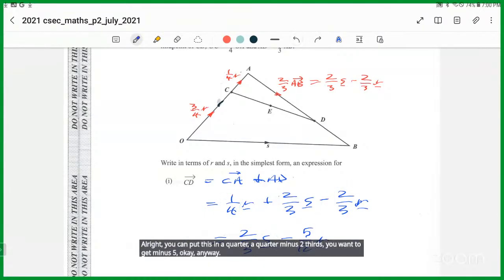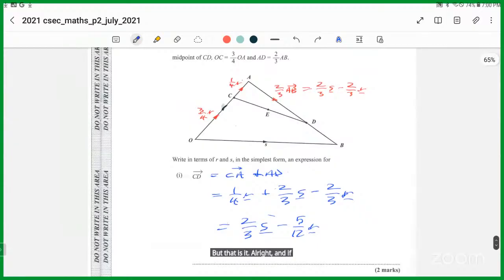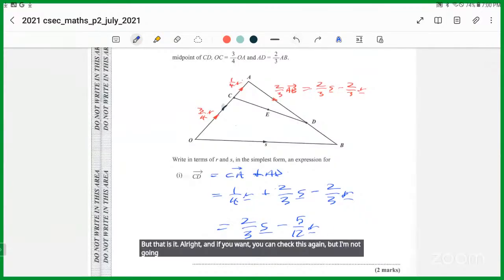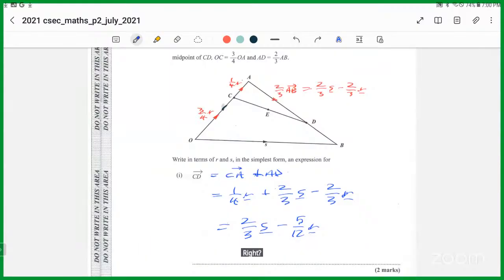But that is it. Alright, and if you want, you can check this again, but I'm not going to bother do it this time. You see how to check it now. I know it is correct. Alright, I can just do a rough check. 2/3 of a S. See a whole S here, so 2/3 of a S will be maybe this length. 2/3 of a S. Okay, I'll move this up there.